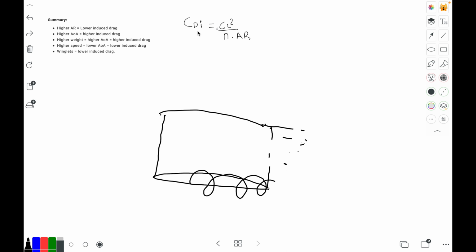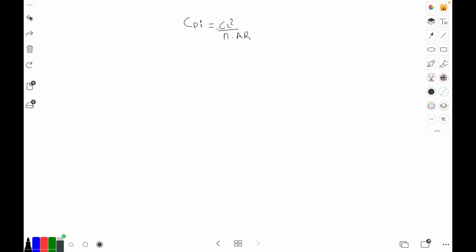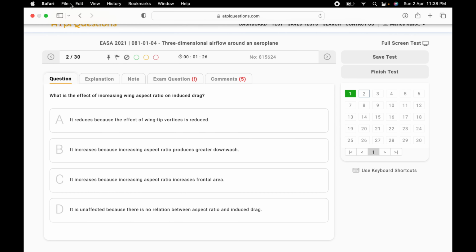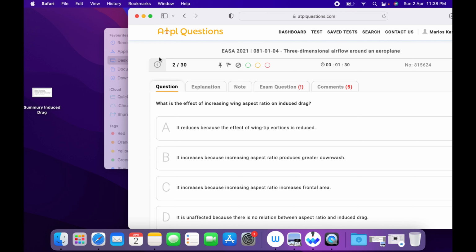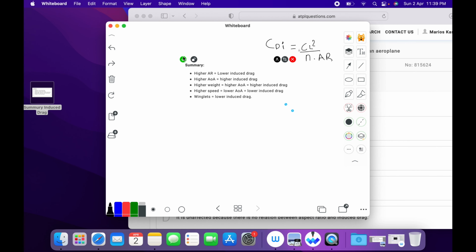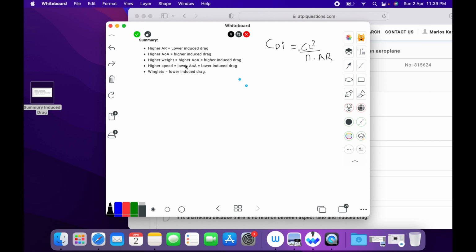Moreover, in this topic, we will use extensively this formula. Coefficient of drag induced equals coefficient of lift squared divided by pi, which is a constant, and aspect ratio. I shouldn't have done that, but it's okay. So, what is the effect of increasing wing aspect ratio on induced drag? Let me fix this first. But you will see we don't even need this summary because everything can come from this formula.